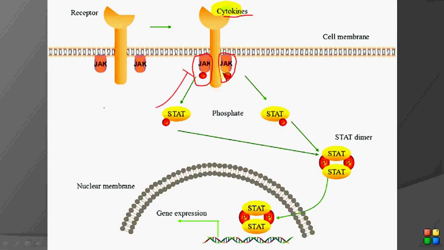So the JAK molecule phosphorylates the STAT molecules, and these phosphorylated STAT molecules dimerize, and a phosphorylated STAT dimer is produced. This phosphorylated STAT dimer crosses the nuclear envelope and interacts with DNA and promotes gene transcription, and as a result gene expression is increased. So it was basically a tyrosine kinase pathway.